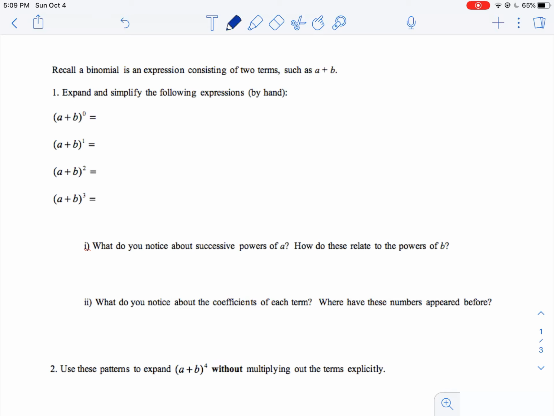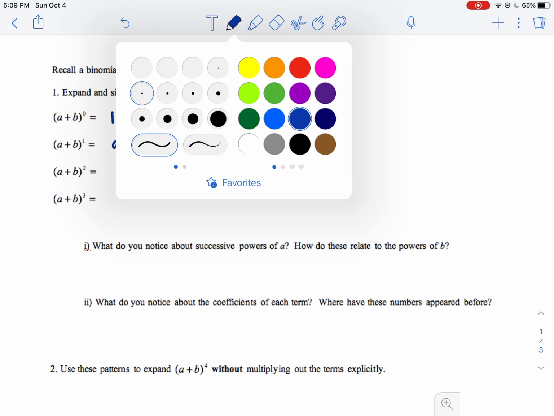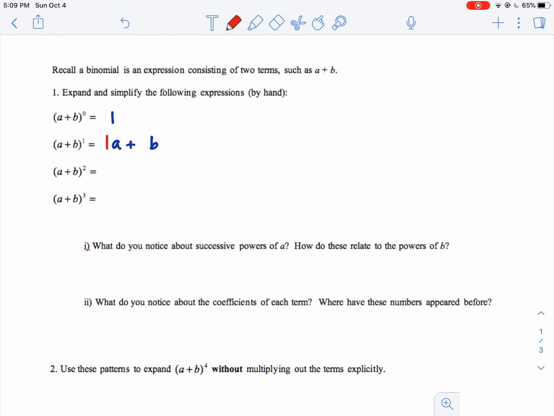So for example, if I wanted to expand a binomial, let's say I had the binomial a plus b, and I was raising it to the 0 power. Then obviously anything to the 0 power is just going to be 1. And if I were to raise a plus b to the first, then that would be just a plus b. But let me also put in here that it will also be 1a plus 1b. And I'm going to change that to a red as well, and you'll see why.